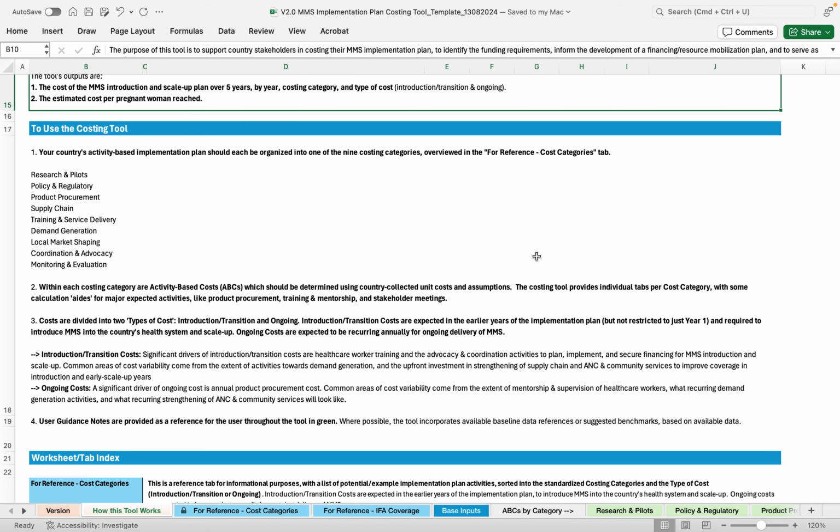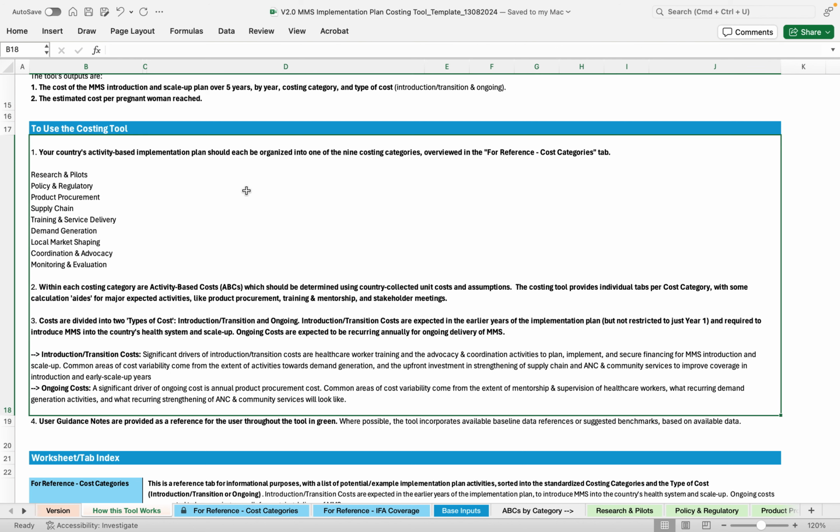To use the costing tool, there's a couple of different steps that is important to know. Your country's activity-based implementation plan should be organized into one of the 9 costing categories within this tool, which are overviewed in the next tab and we'll go through. These 9 cost categories are research and pilots, policy and regulatory, product procurement, supply chain, training and service delivery, demand generation, local market shaping, coordination and advocacy, and monitoring and evaluation.